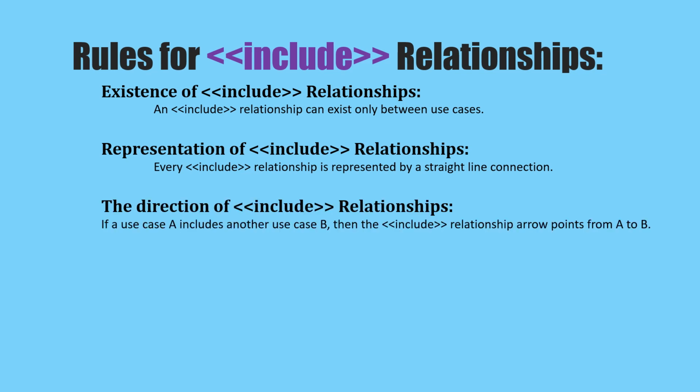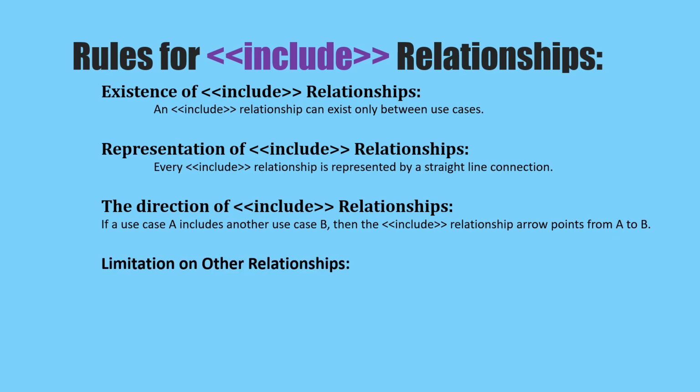Direction of include relationship. If a use case A includes another use case B, then the include relationship arrow points from A to B. For example, in online shopping, the place order use case may include the calculate total use case, where the calculation is performed before placing the order.